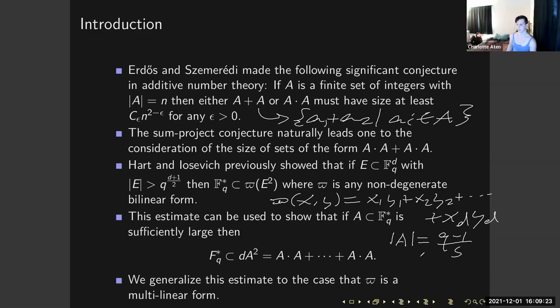So A would consist of s-th powers. And so this would be saying something like every non-zero member of the finite field F_q can be written as a sum of d many s-th powers, which is kind of like the Waring problem. So that's actually the connection with number theory, although we're not assuming in general that our subset A has any multiplicative or additive structure to it.